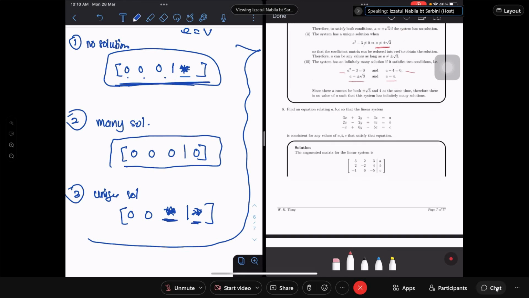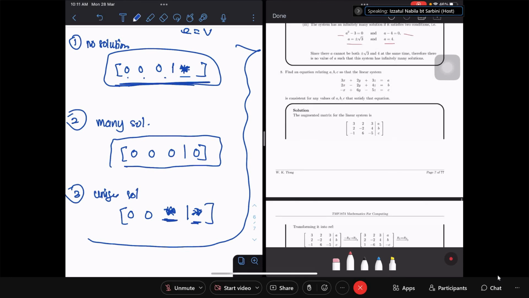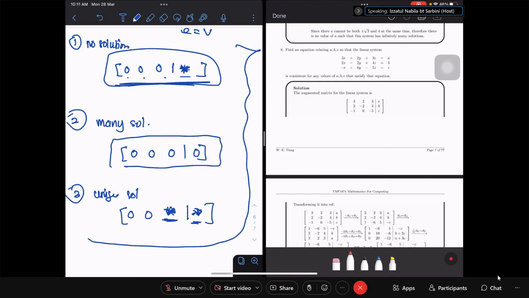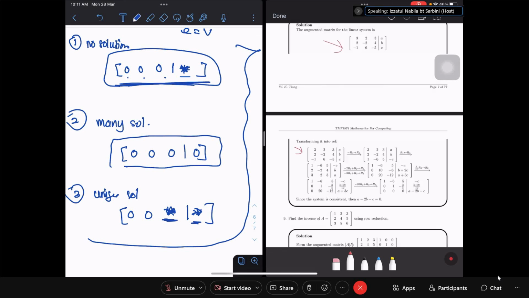Alright, question 8. Find an equation relating a, b, c so that the linear system is consistent. So consistent means that there are solutions, right? It doesn't matter whether it's many or unique solutions. So we want to make the system consistent with the values of a, b, c. Since we want to look at the solution, we change to an augmented matrix. After we change to the augmented matrix, there's nothing else, we have to do reduction.